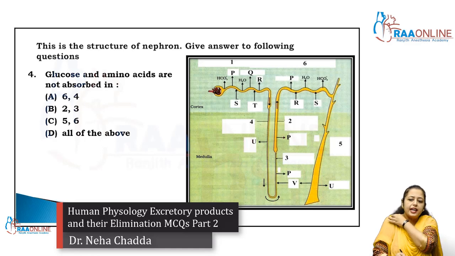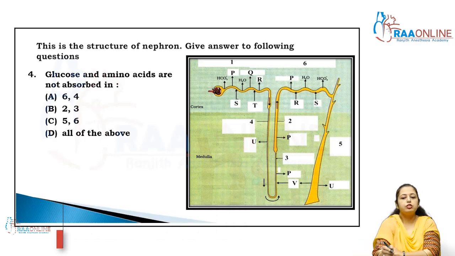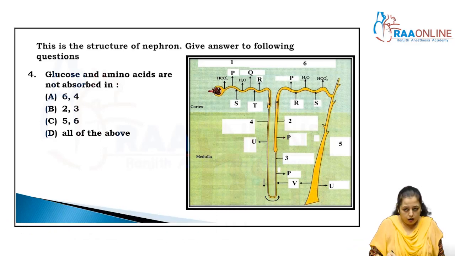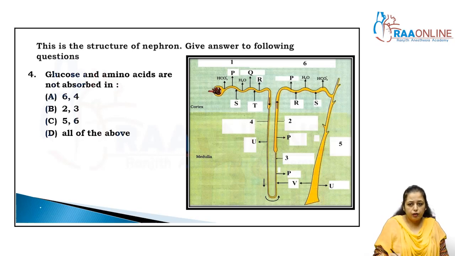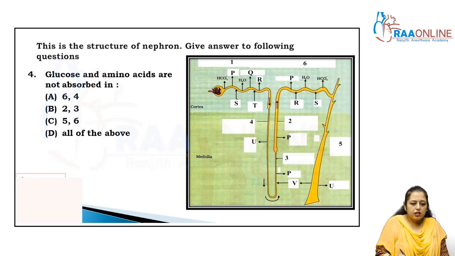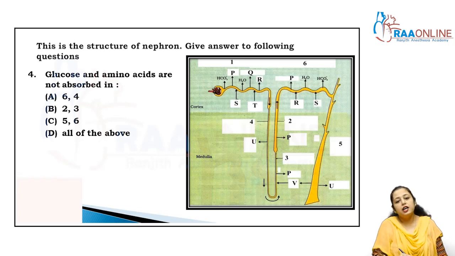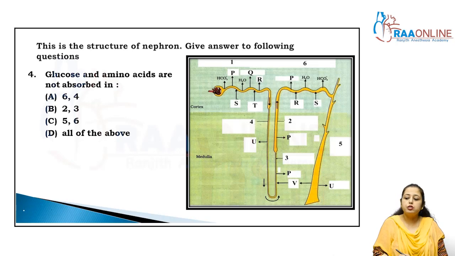Now come to the next one, that is the structure of nephron. As we know, see here carefully, this is the structure of nephron which we already discussed: the glomerulus, the Bowman's capsule, this is the PCT. This is the diagram which is given in the NCERT at page number 295.